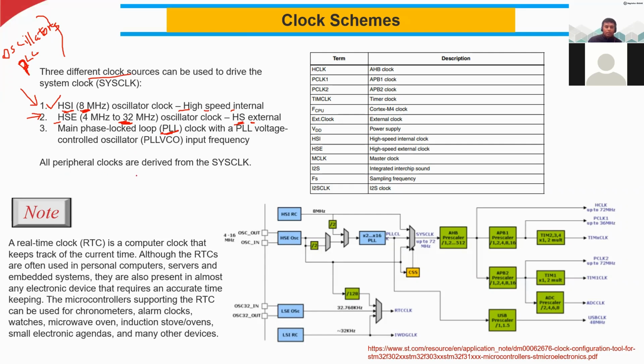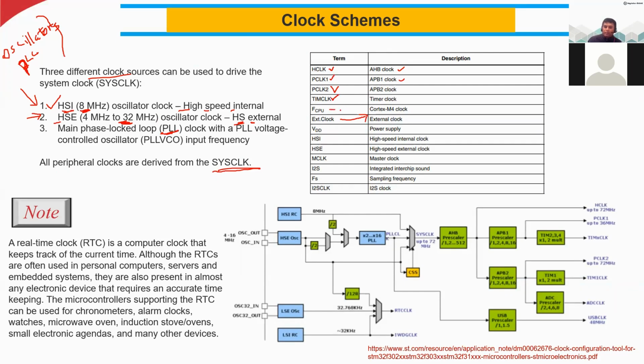And then all peripheral clocks are derived from SYSCLK, that is the system clock, the overall clock. Here you can see the detailed table. There are different clocks. These are the keywords we use inside the programs. So the definition for each clock signal keyword: HCLK means the high speed AHB clock, and PCLK, and you can see what each one means. Each one is giving the meaning.